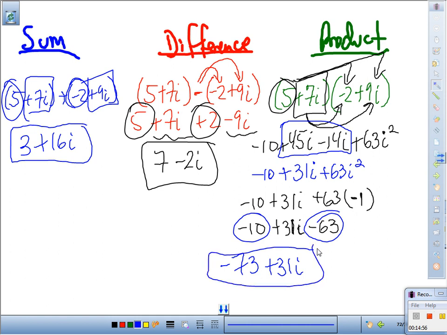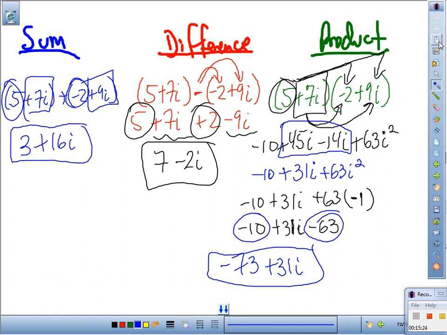Hold on. 31.2? Yeah. Only the i squared, i squared is what? Negative 1. Right now I'm not substituting square root of negative 1. We're just replacing i squared with negative 1. How we doing?